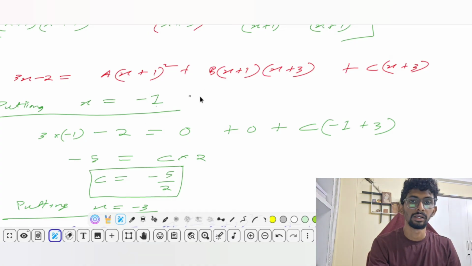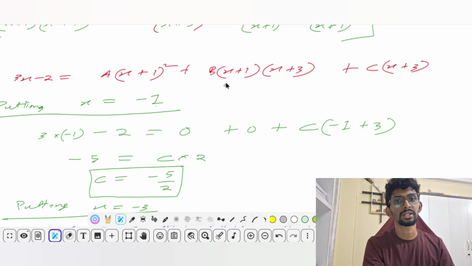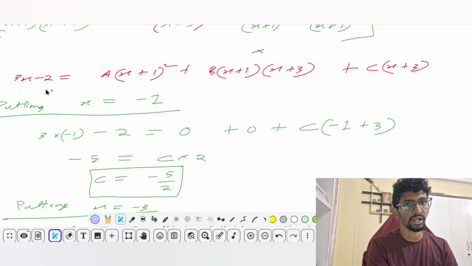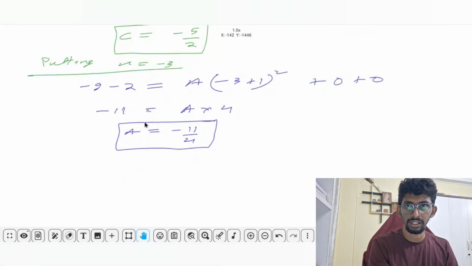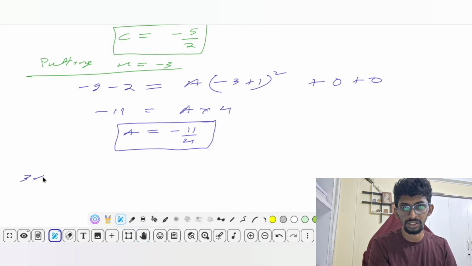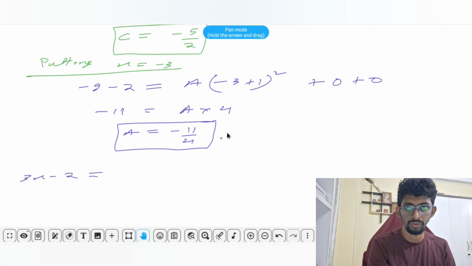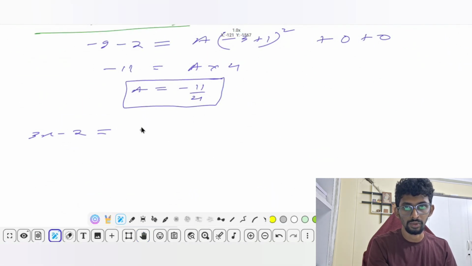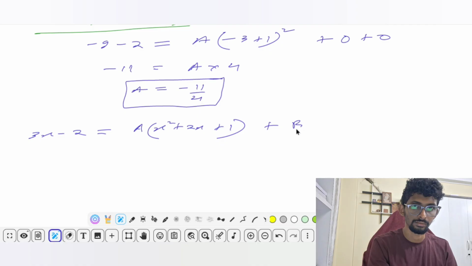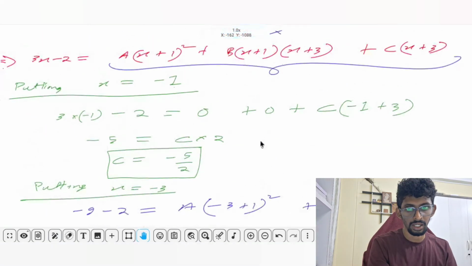Now to find b, we will equate the coefficients, because by putting the value of x we cannot find b. So for that, let us simplify this part. The LHS will be the same, 3x minus 2, equals the RHS part: a times x plus 1 whole square, that is x square plus 2x plus 1, plus b times x plus 1 into x plus 3.